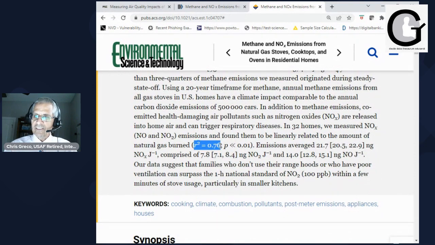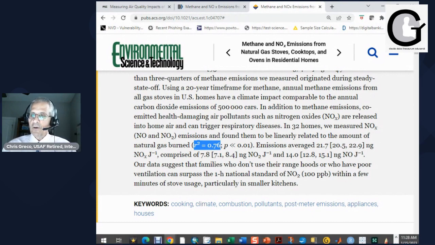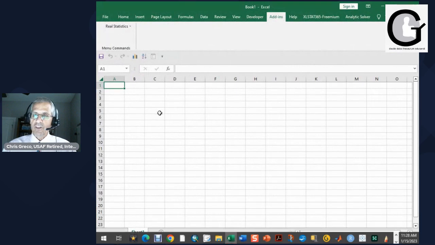So what's an R squared of 0.76? In 32 homes, we measured noxious gases, nitrogen oxide and nitrogen dioxide emissions, found to be linearly related to the amount of natural gas burned. So the natural gas burned and the release of these emissions has an R squared of 0.76. Now, again, we sit back and say, okay, what's an R squared of 0.76?